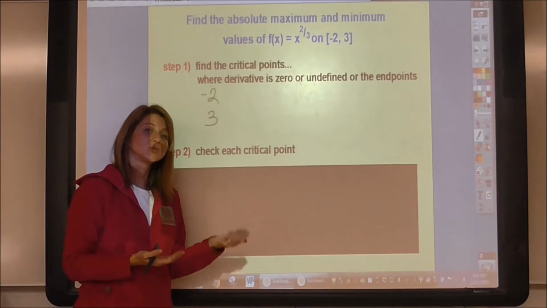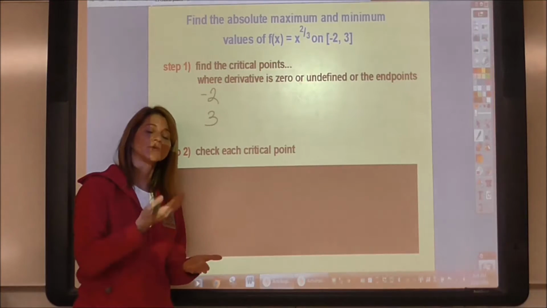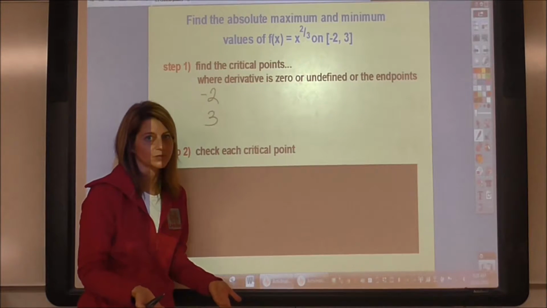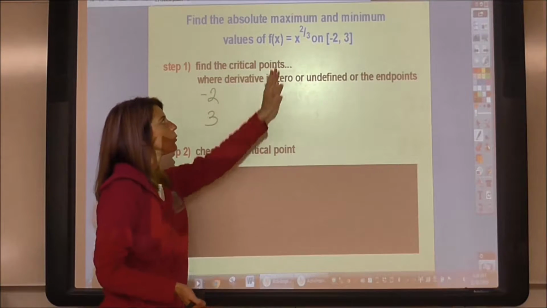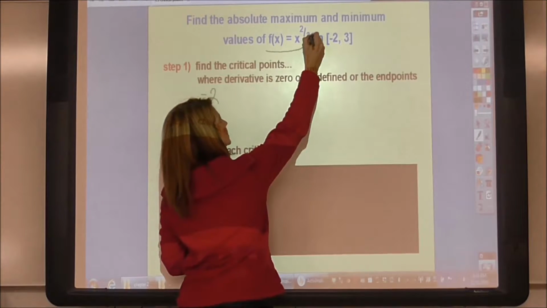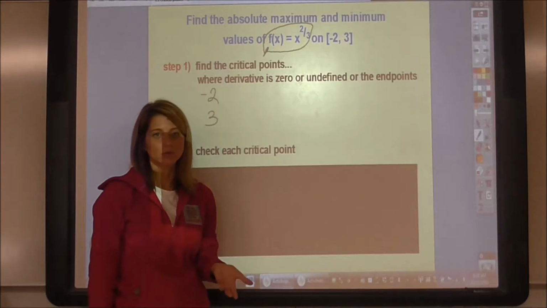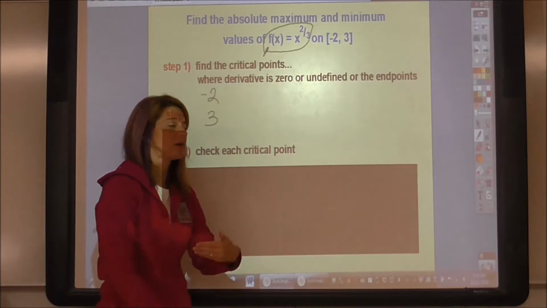Let's go find the derivative, and then we'll figure out where the derivative is 0 and where the derivative is undefined. Now I've got to go find a derivative. So what do you think about finding the derivative of that function? That's that power rule. That's falling boxes, so fall down the 2/3.